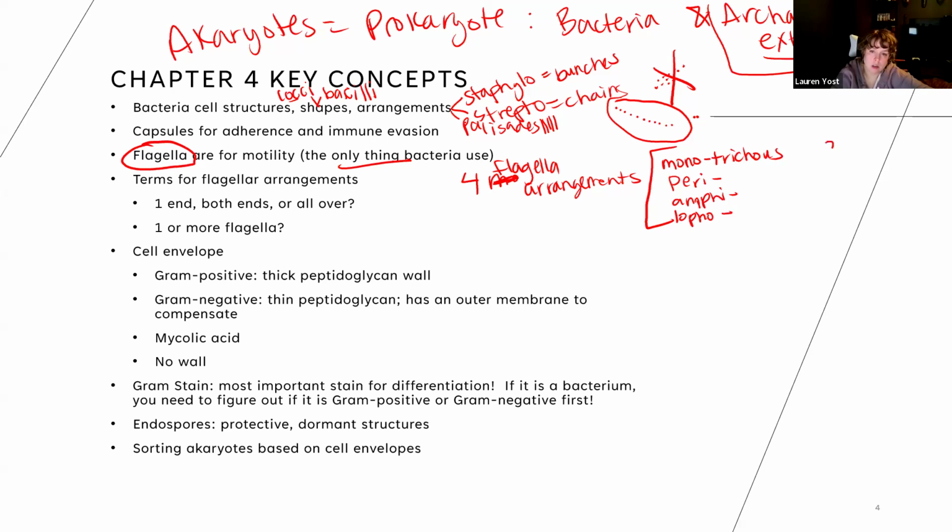Monotrichous looks like this. I forgot about the drawing. I do it fast. Monotrichous looks like this. Peritrichous is covered in them all over the place. Salmonella does this. Amphitrichous, you've got one at each end. These are your flagella here. And lophotrichous has a tuft, a set at one end.